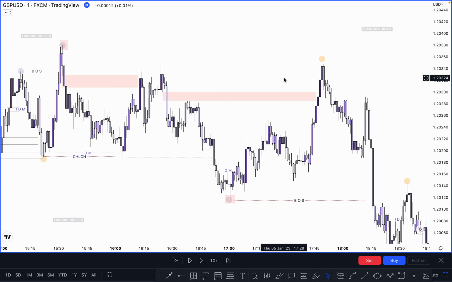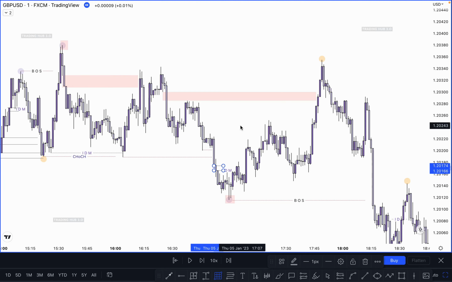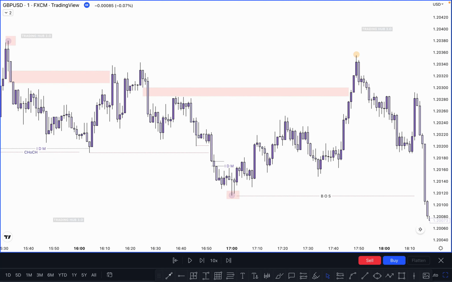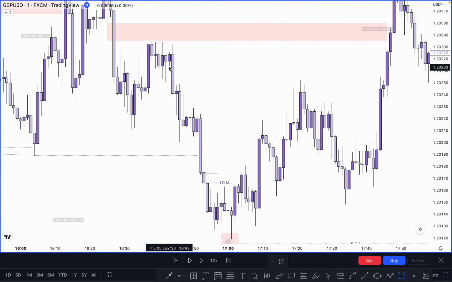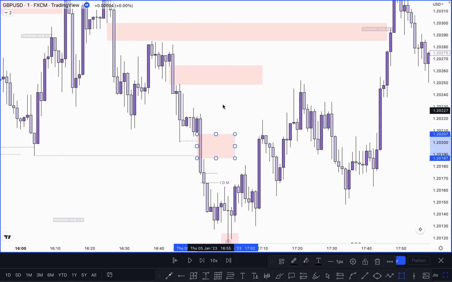POI identification: you have to identify unmitigated imbalance only, right? Below it you can see there are a lot of unmitigated imbalances. So where is our next imbalance? This one. Above it there is no imbalance left, and this one is also an imbalance, and this one is also an imbalance, right? But these imbalances are not valid. These 2 imbalances are invalid. Why? Let me show you the exact reason.